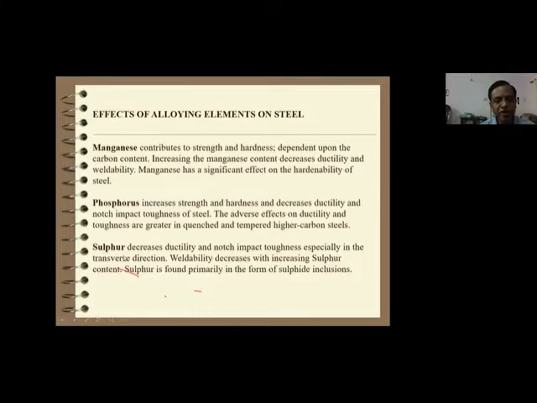Then coming to sulfur, sulfur decreases the ductility and notch impact toughness. But the advantage of the sulfur is it improves the machinability. So sulfur is found primarily in the form of sulfide inclusion. And because of the sulfide inclusion, if they are properly distributed, those help for proper machinability.